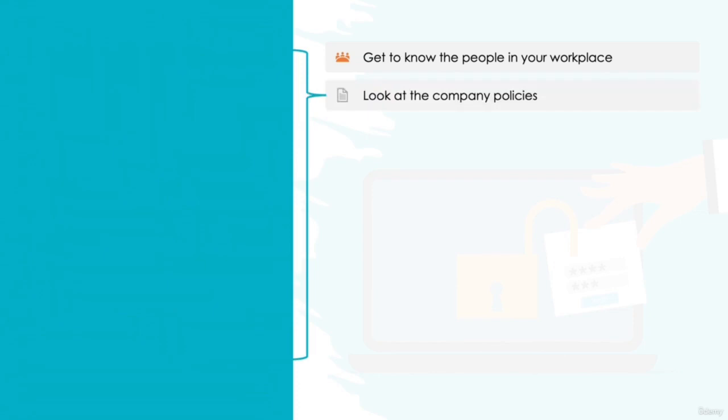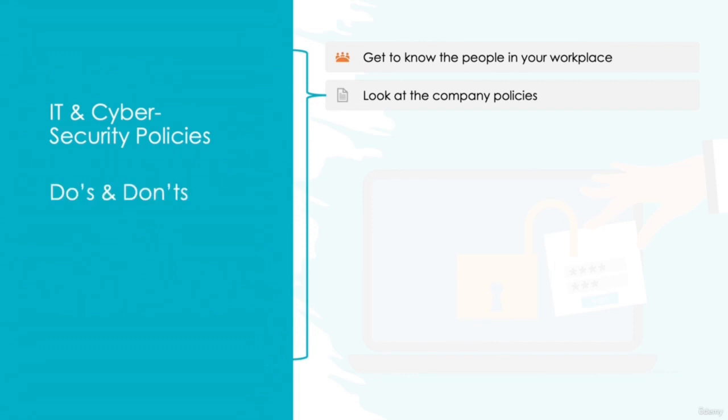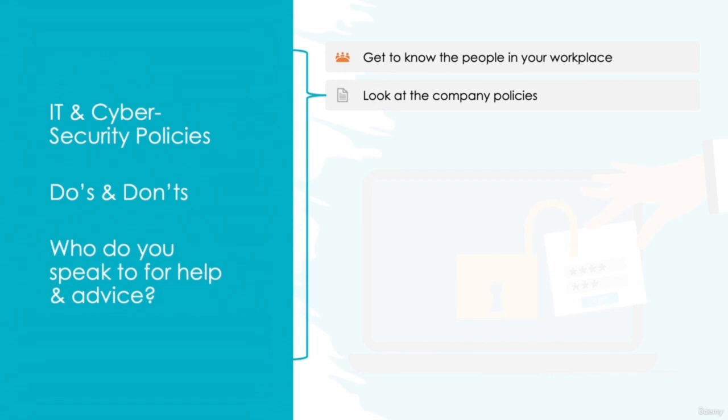Look at the company policies. Take the time to read your company's policies surrounding IT and cybersecurity. These policies will not only outline the do's and don'ts of IT use, but also give you a clearer view on which individuals you need to speak to if you're unsure, having issues, or looking for some further advice.